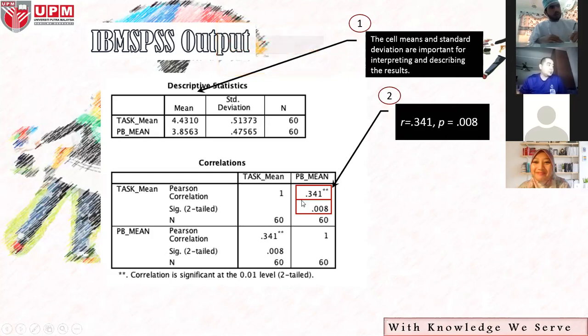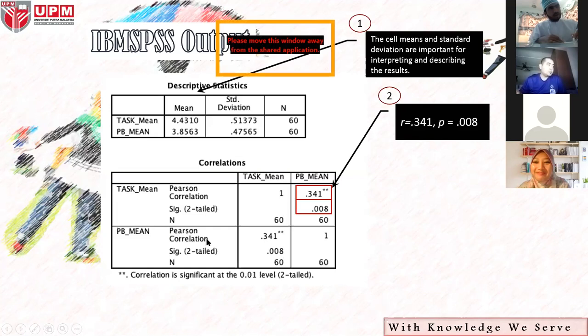Okay, in terms of reporting, do not report everything. You need to be selective. Okay, what we need is actually these two things here. Okay, the Pearson correlation here means the R value. Pearson correlation here refers to the R value. So what we want is the R value here, the Pearson correlation, as well as the significance here.